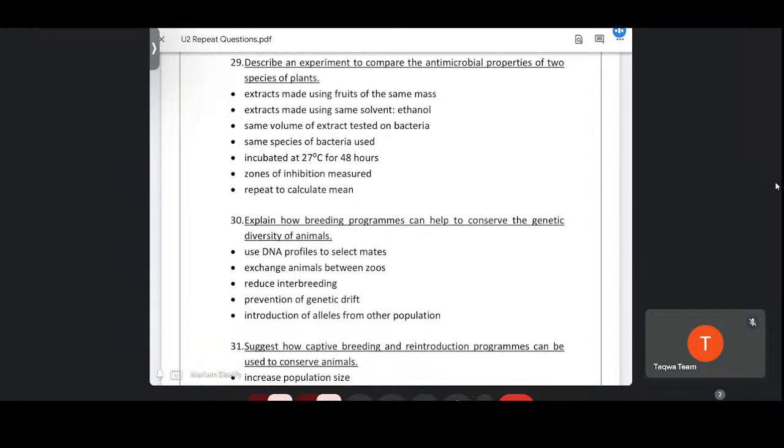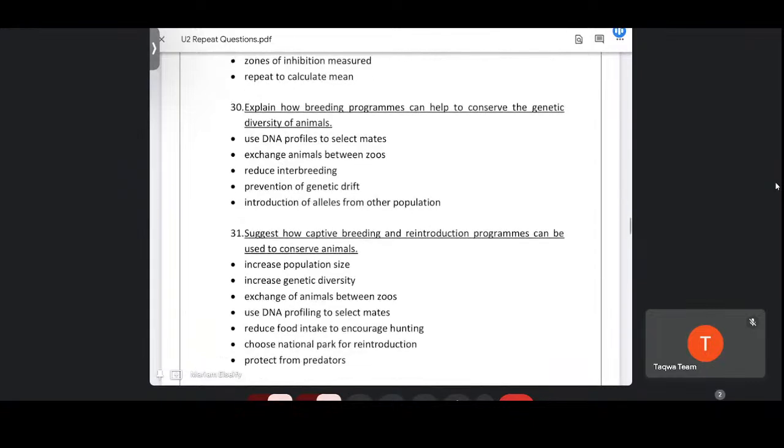Describe an experiment to compare the antimicrobial properties of two species of plant. Extracts made using fruits of the same mass. Extracts made using the same solvent, which is ethanol. Same volume of extract tested on bacteria. Same species of bacteria used. Incubated at 27 Celsius for 48 hours. Zones of inhibition measured to calculate the mean.